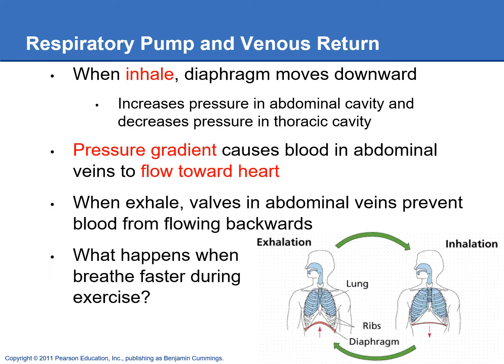The respiratory pump also increases venous return to the heart. This is important when you're exercising as well, because when you exercise, you're going to be breathing faster and deeper. When you inhale, if you look at the picture on the bottom, your diaphragm, when it contracts, will move downwards towards the abdominal cavity. That'll increase the pressure on the abdominal cavity and decrease the pressure in the chest cavity.